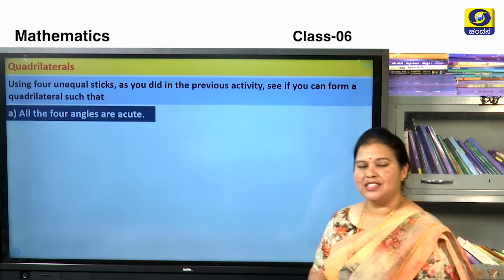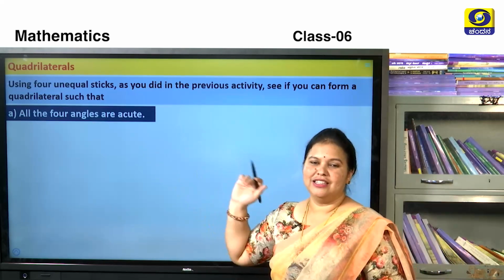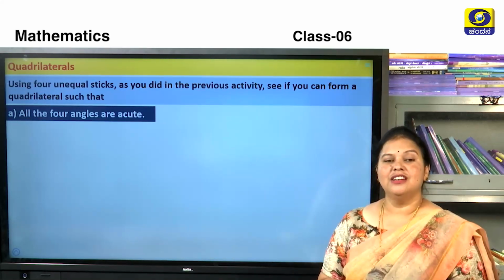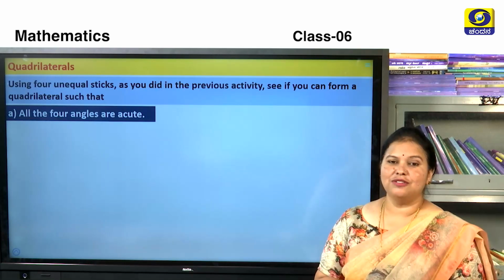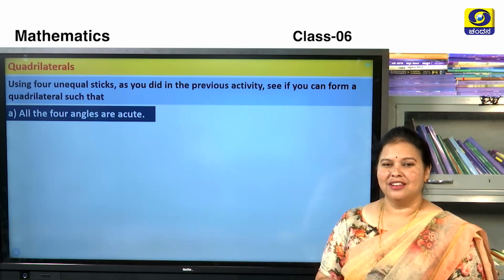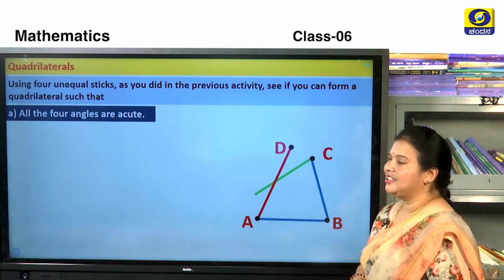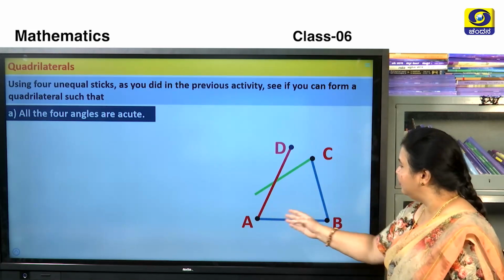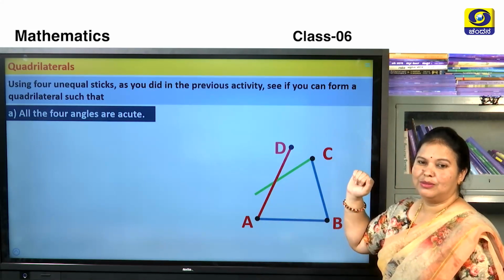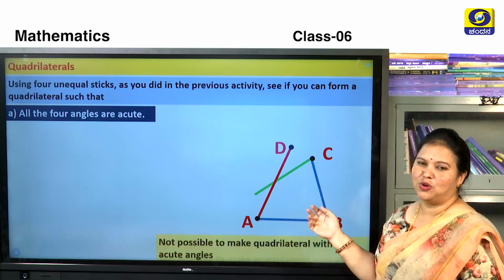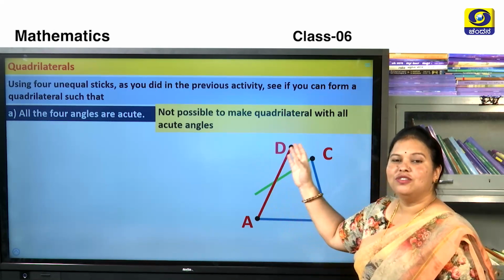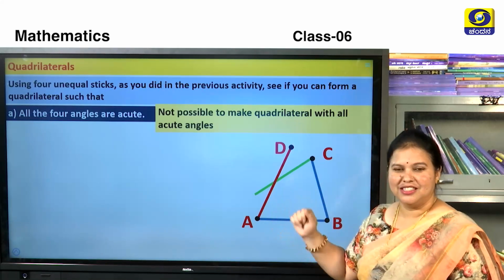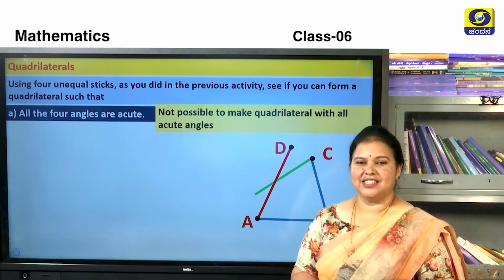we'll see the first statement, all the four angles are acute. Children, think, is it possible to make a quadrilateral if all the four angles are acute? Let's try it. See here. Here all the 4 angles are acute. But is it a quadrilateral? No. So, it is not possible to make a quadrilateral with all acute angles, isn't it?